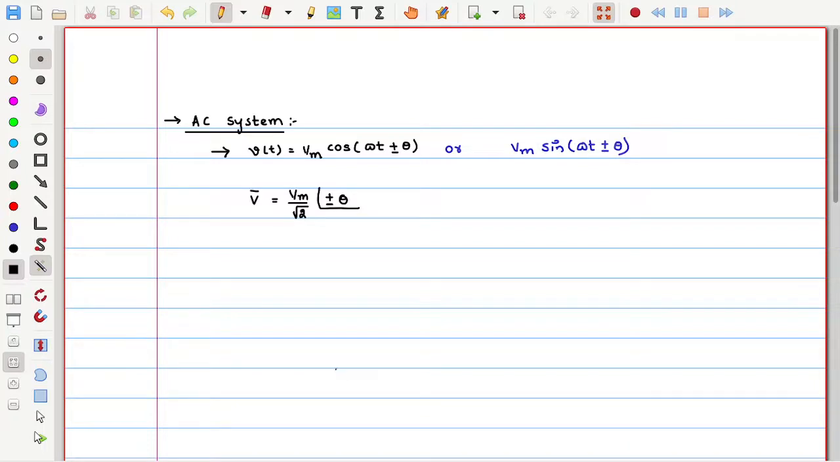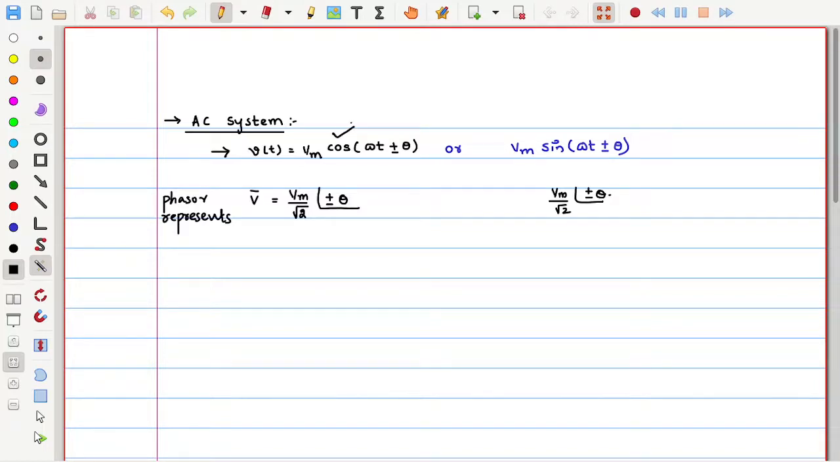And this is the phasor representation. We can also represent the sine function in the same way as Vm by root 2 at an angle of plus or minus theta. So nothing is wrong in this, but preferably when somebody asks to convert into phasor form, you should choose the base as a cosine function.